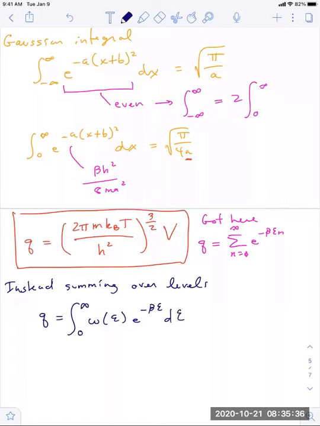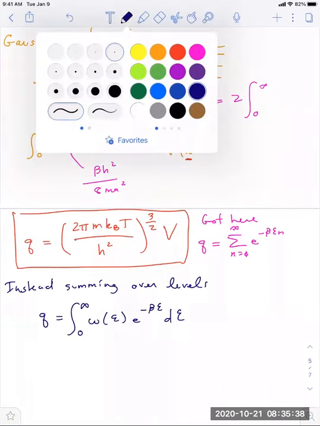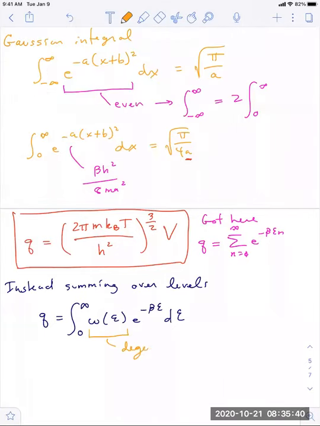So what is this omega? This omega we call the degeneracy, or the number of states between some energy and an increment in that energy.